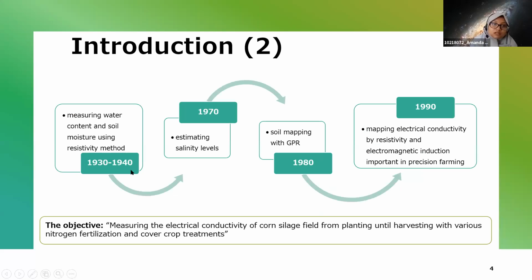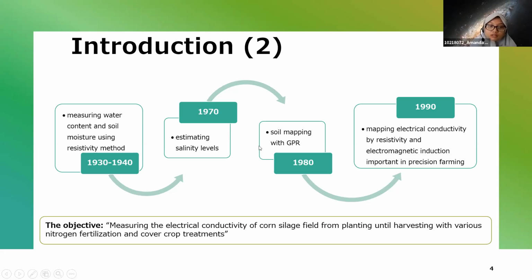The development of geophysical methods for agriculture began in the 1930s and continued until 1980. In those years, geophysical methods were used to measure water content and soil moisture, estimate salinity level, and map soil. And in the 1990s, geophysical methods for precision farming began increasingly important, especially resistivity and electromagnetic induction methods that are used to measure the electrical conductivity of the soil.